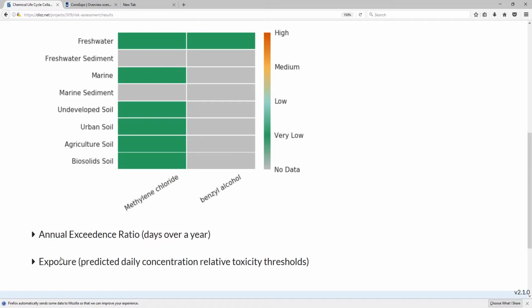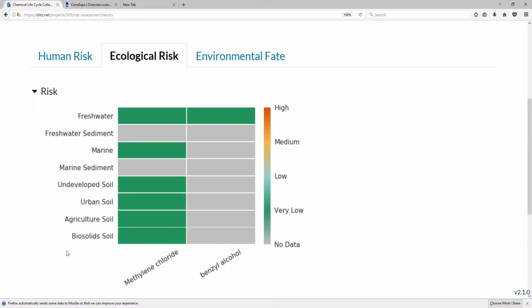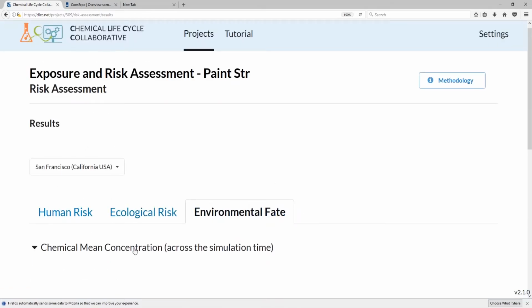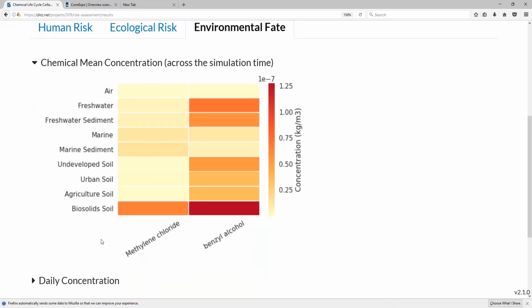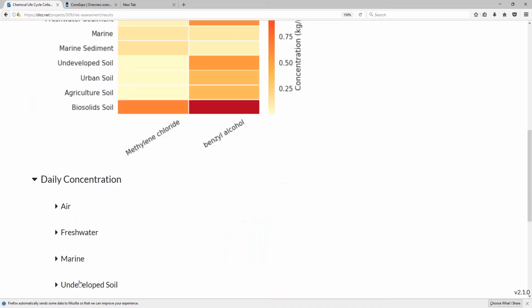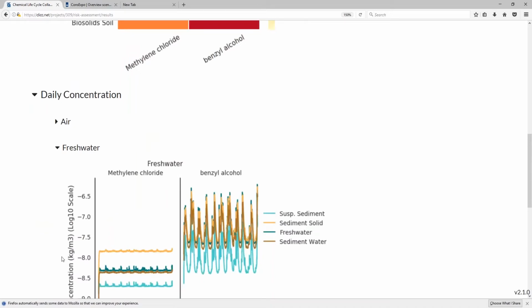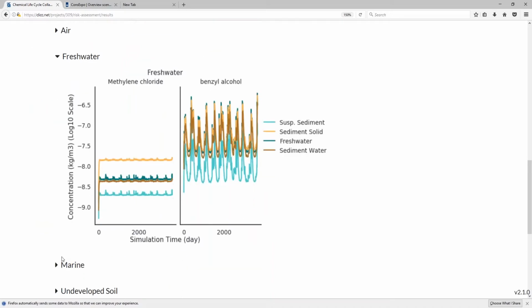And then let's go to the fate and transport, environmental fate. For the mean concentrations, this one tends to have higher concentrations because it's a lot more water soluble, so it remains there. Then for the daily concentrations, we can see how those play out in fresh water, for example. Here are the concentrations, and we can see what the differences are. There's much more variability, based on every storm event. There's a lot more flushing in this one here. So we see that showing up.